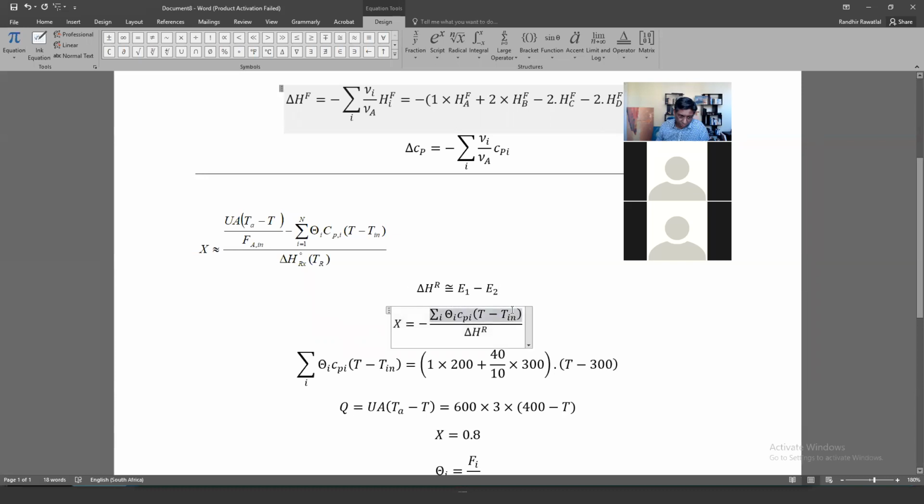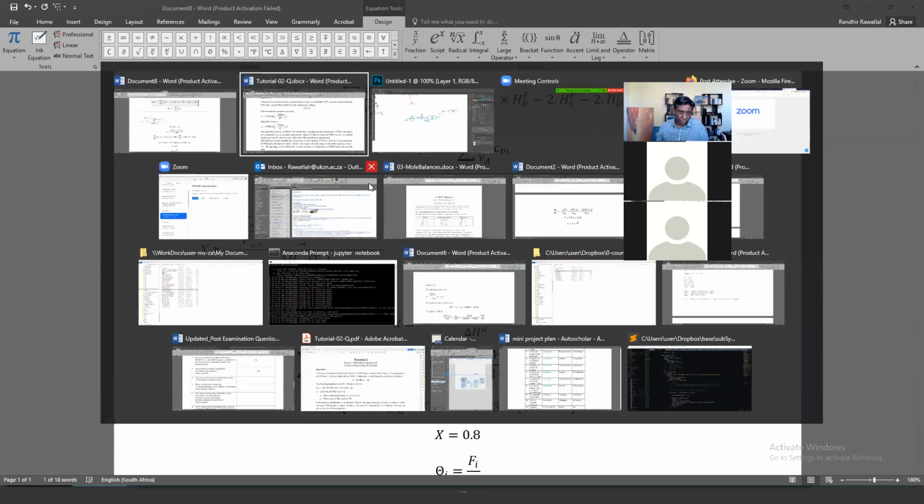If you look here, let's say we consider values of T above T in. So if T minus T in is positive, then obviously these ratios are positive numbers, and heat capacity is obviously positive. So all this is going to give us a positive number. So let's draw that now.